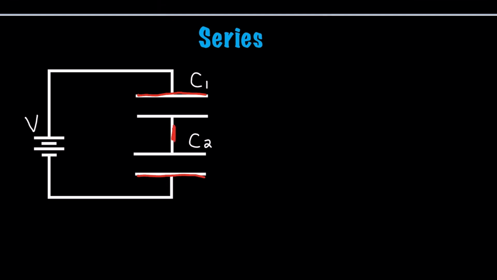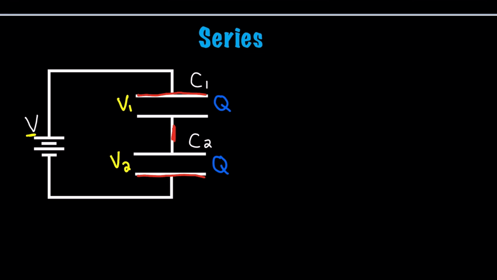Now for a series circuit, current, which is the flow rate of charge, is the same. So for capacitors in series, they're each going to store the same charge Q. However, in series, the potential differences are going to be different. So the battery voltage here is V. Capacitor 1 will have a potential difference of V1, and then capacitor 2 will have V2.